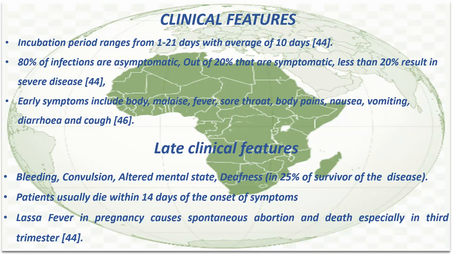Of 100% of people that are infected, 80% are asymptomatic, while 20% are symptomatic. And less than 20% result in severe sickness. What it means is that people that have this disease and do not have symptoms are 80%, so there are more of them. That makes it very difficult to identify these people very early because of no strange symptoms.